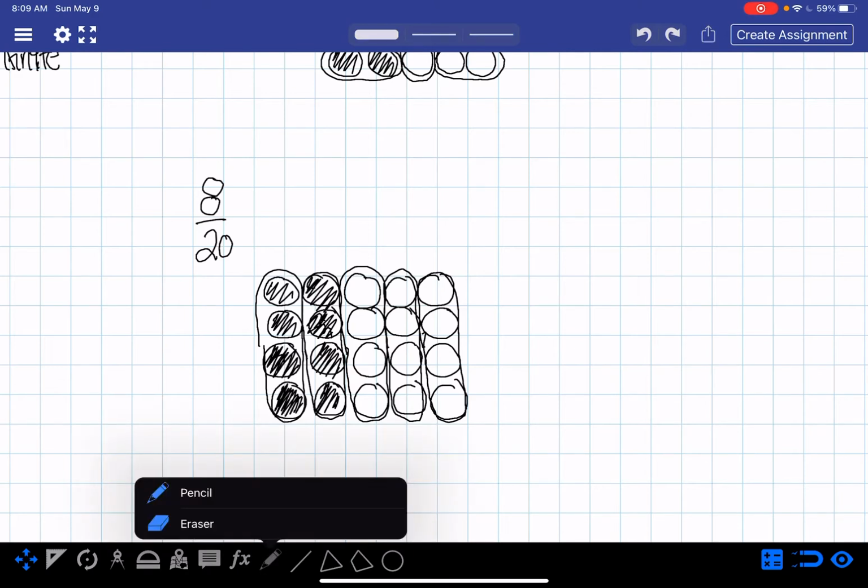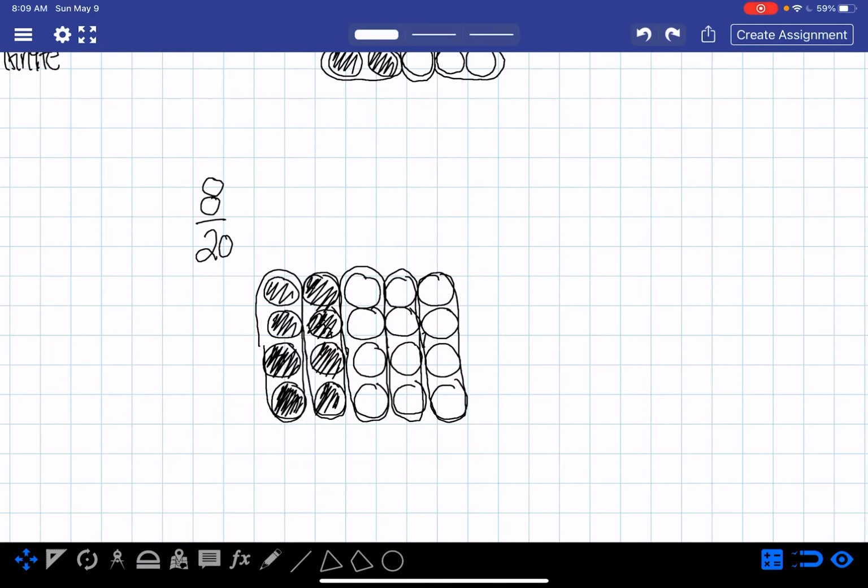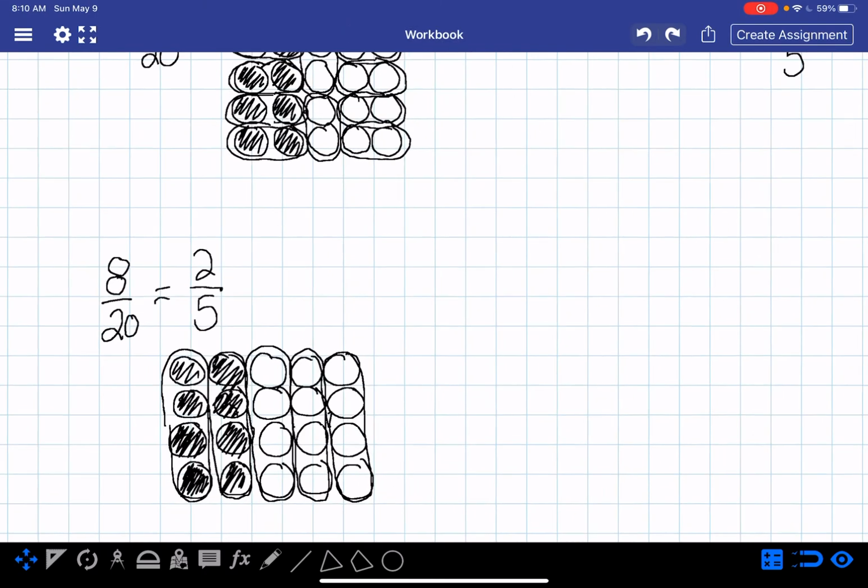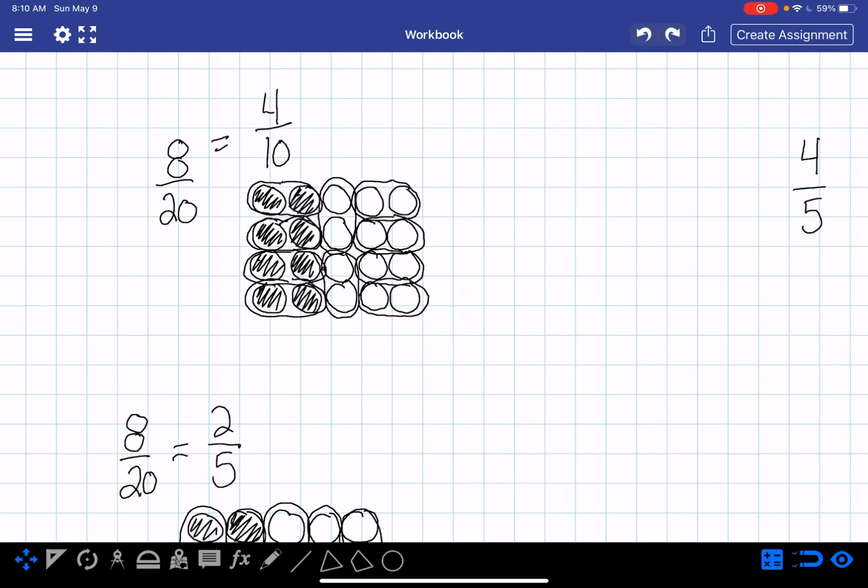Okay, and now you can see that in total there's 1, 2, 3, 4, 5. There's 5 groups. Now of those 5 groups, how many are in color? 2, right? So 8/20 is also equal to 2/5. In fact, I can go up to the top again because they're all still the same fraction. So 8/20 is equal to 4/10 and is equal to 2/5. They're all equivalent fractions.